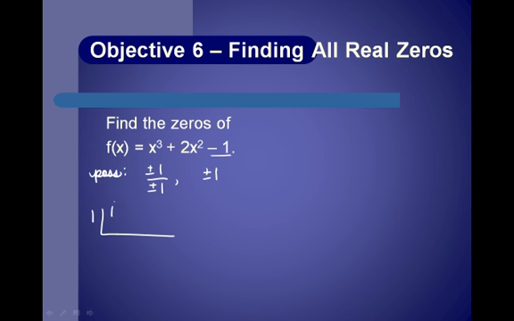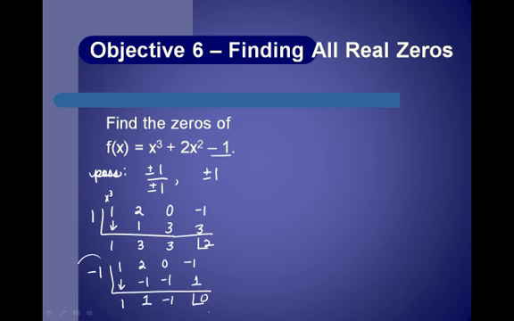Remember, we start with our highest power, so there's 1x to the third, 2x squared, there's no x's, and then a -1. So when we do synthetic division, it gives us a remainder of 2, therefore 1 does not work. Let's try -1. So that means -1 is a 0, which means x plus 1 is a factor, and so is x squared plus x minus 1.